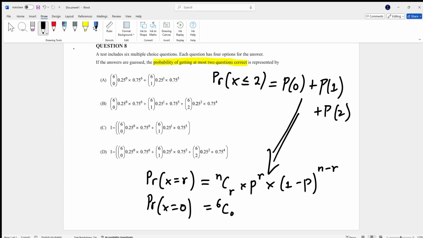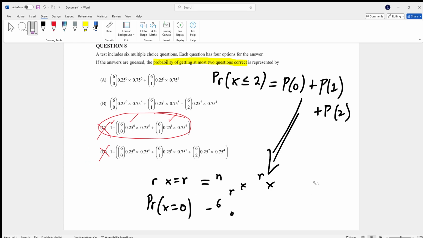Now here, if we look at option C and option D, these are incorrect because these are the complement. If I go 1 minus the probability of getting none right plus the probability of getting 1 right, that is actually the probability of getting 2, 3, 4, 5, 6 right, which is incorrect. That's not what we're after. And this is a very similar thing. This is the probability of getting 3, 4, 5, and 6 right, which is also incorrect. So C and D are incorrect straight away.